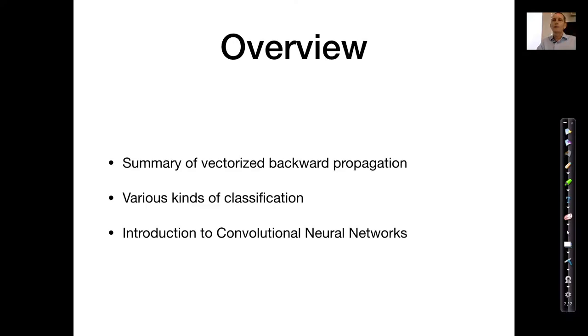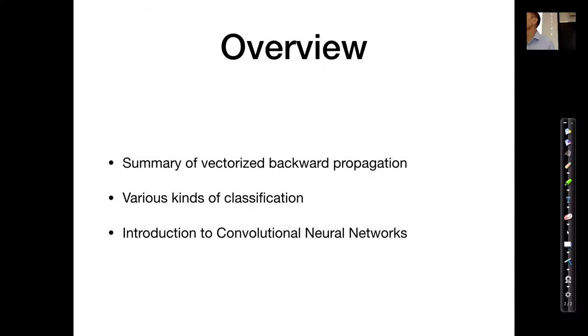All right, so there are three things I wanted to talk about today. We might not finish all of them. One is to summarize again just the vectorized backward propagation. Second, I want to go through various classifications: binary, multi-class, multi-label. And then we're going to get started with the convolutional neural networks.